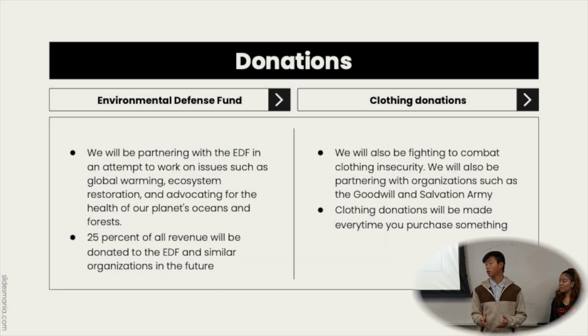And our donations will go towards the EDF fund, which is the Environmental Defense Fund, and it basically helps preserve our world and makes our nature even better, and it just helps the world with carbon dioxide. And we also have the clothing donation, which will help fight clothing insecurities, and we really want to just make a difference in the world.